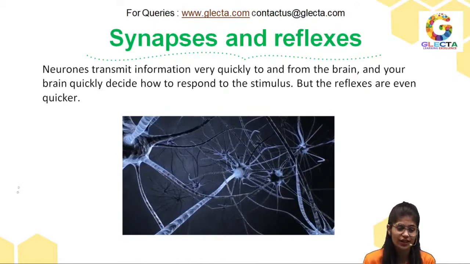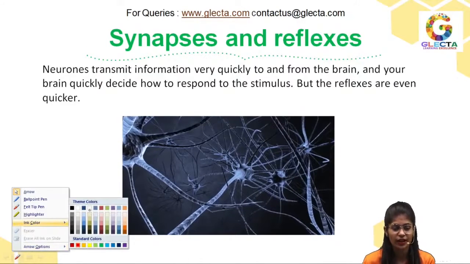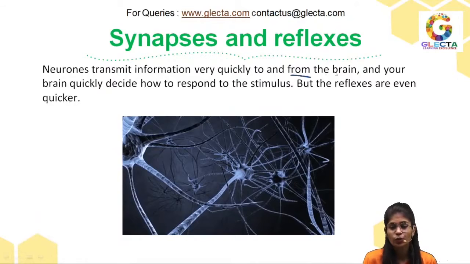Your neurons transmit information very quickly to and from your brain. To or from your brain means, for example, somebody hits you, the nervous system is going to detect it and all the impulses are going to get to your brain, then back to your muscles so that they can contract and you can react accordingly. Your brain quickly decides how to respond to that stimulus. The brain works so fast that within microseconds it understands what to do with that stimulus.